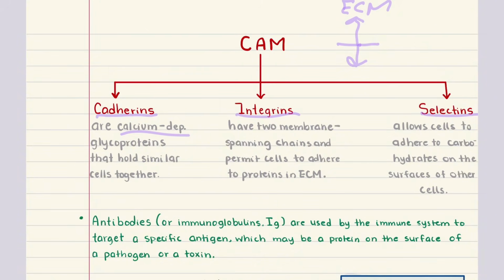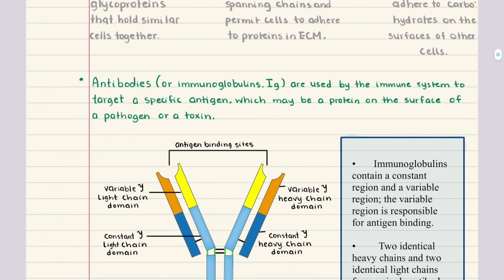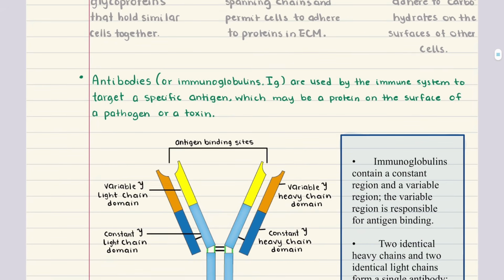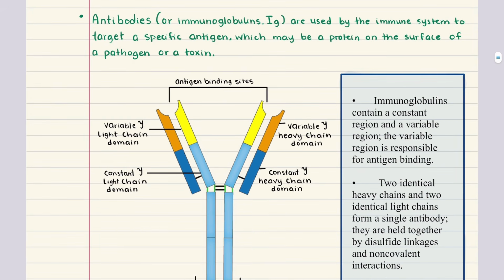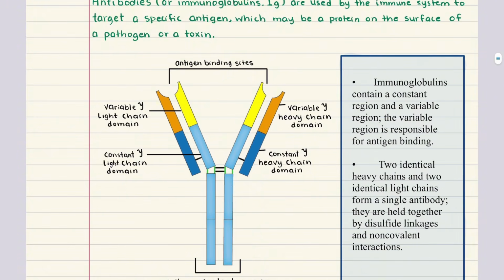Now let's talk about antibodies. These are also called immunoglobulins or Ig. These are Y-shaped proteins that are produced by B cells. This is a type of white blood cell that's involved in the immune response.